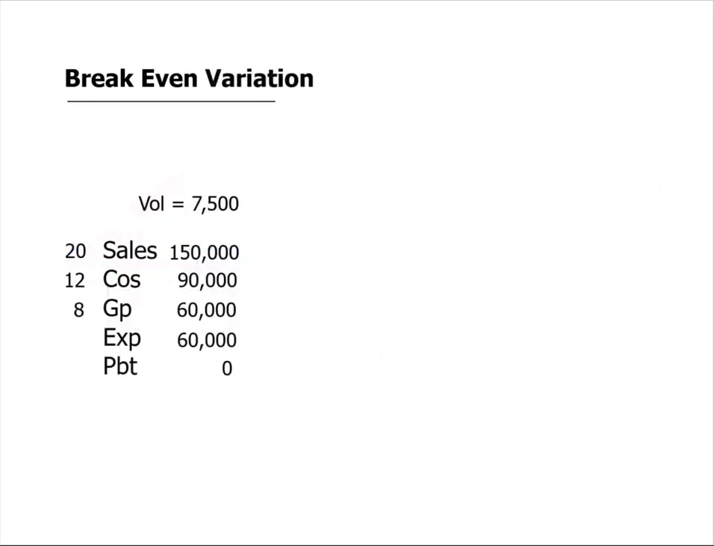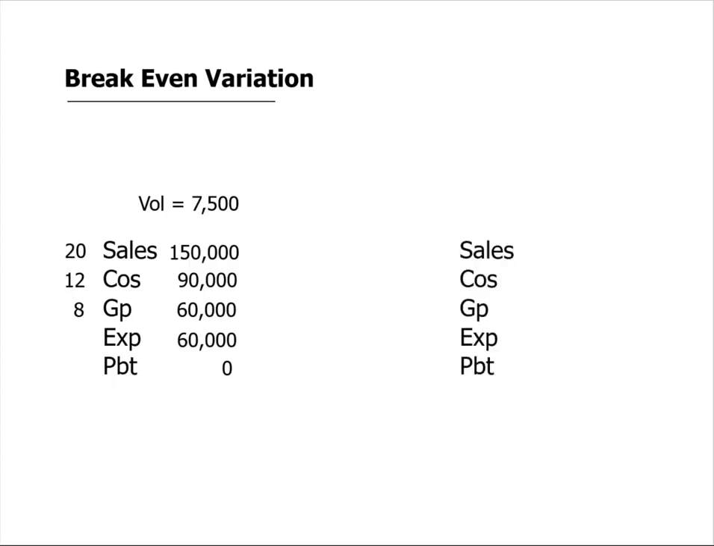Let's do a quick scenario here. Let's say it's our intention to make a profit in our business, so we don't want this profit here to be 0. What if we wanted to make a profit of 20,000? What if we set that as our target? How many more units would we have to sell? What would the volume have to become in order for us to make a profit of 20,000?